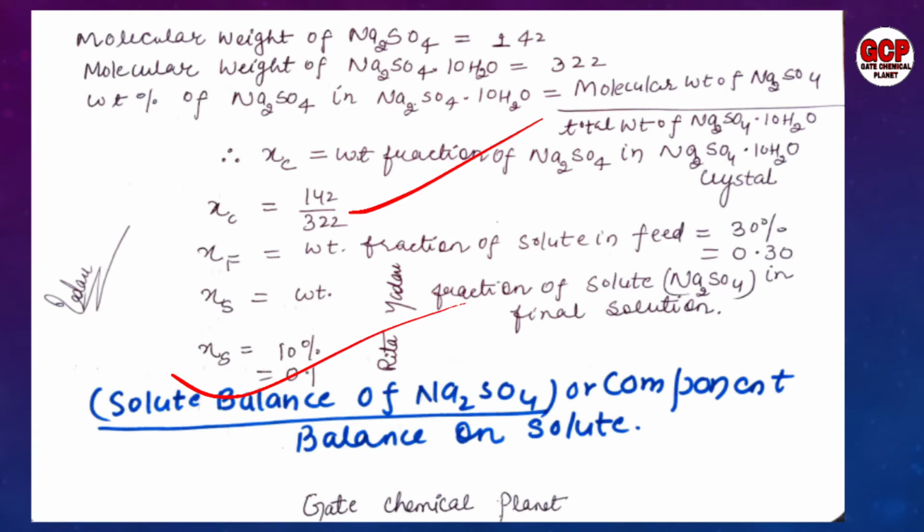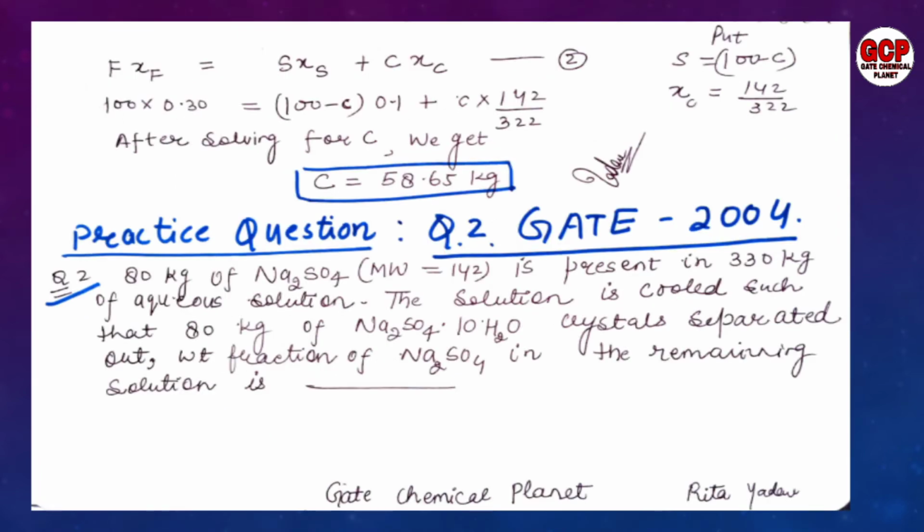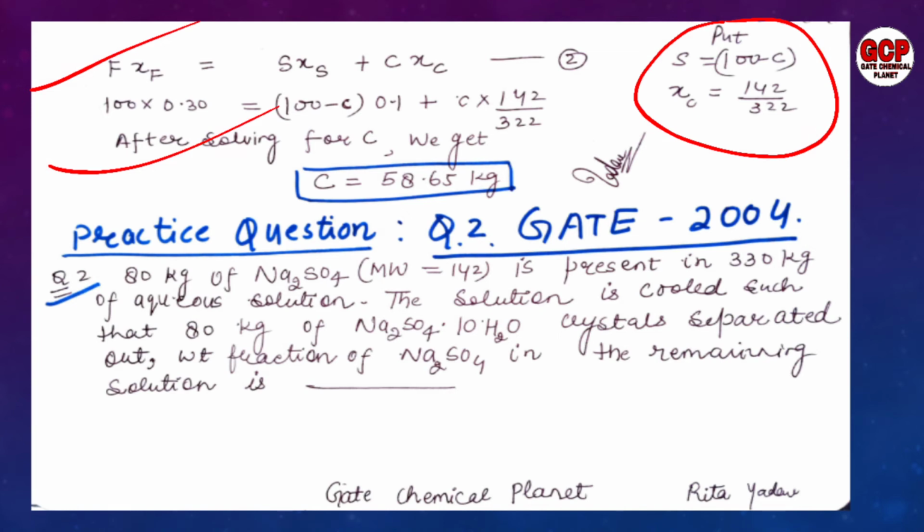So we can easily put the solute balance for salt, or we can say the component balance on salt. How will we apply the component balance on salt? We can use this equation: F XF equals S XS plus C Xc, and we can also put the value of S equals 100 minus C and Xc equals 144 divided by 322. After putting in all the values and solving for C, we get C equals 58.65 kilograms. In the question it is asked to calculate the value of C, which means the amount of crystal formed.